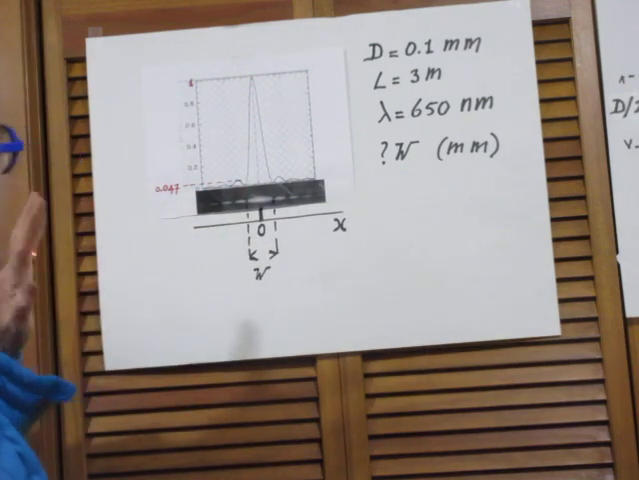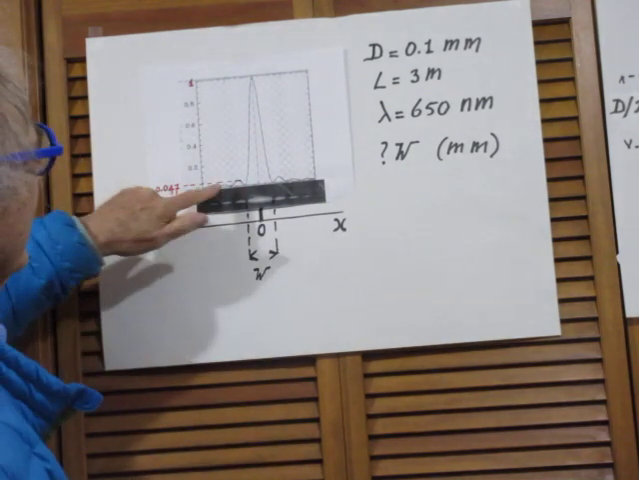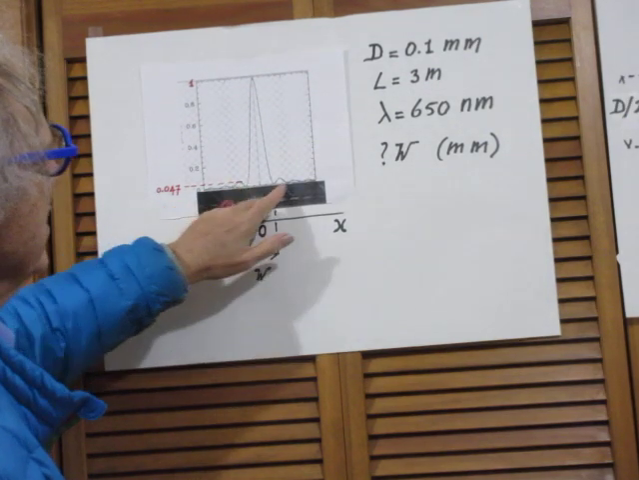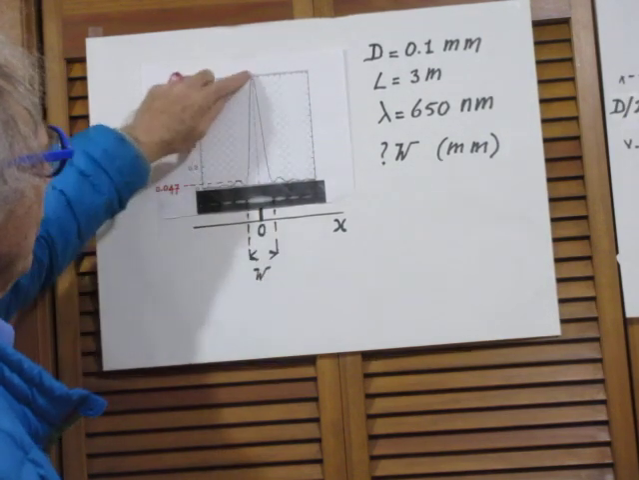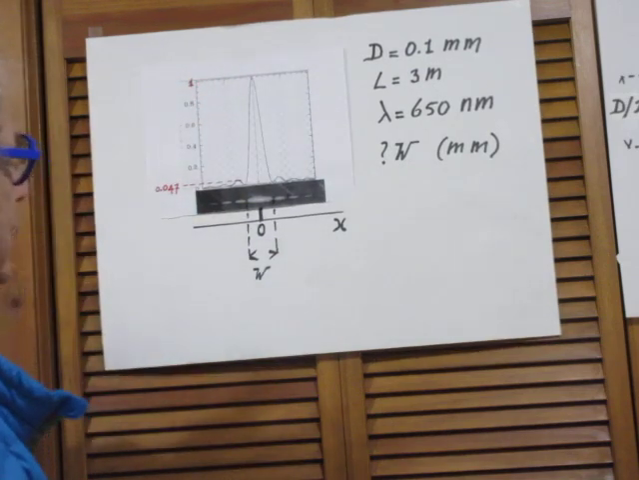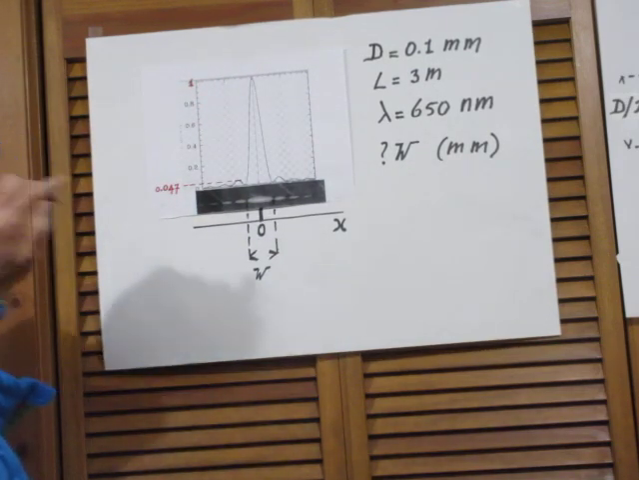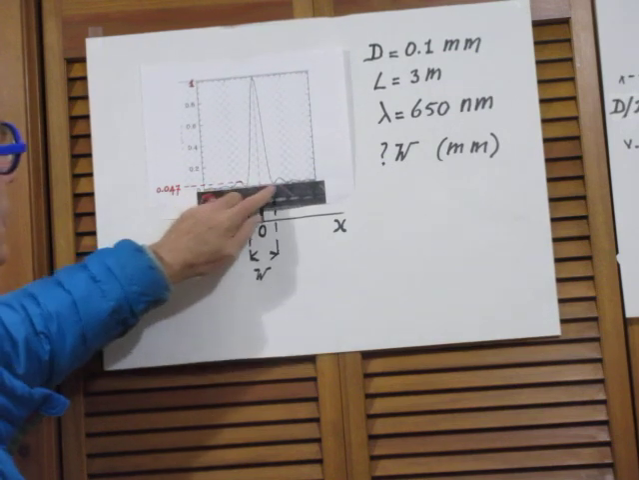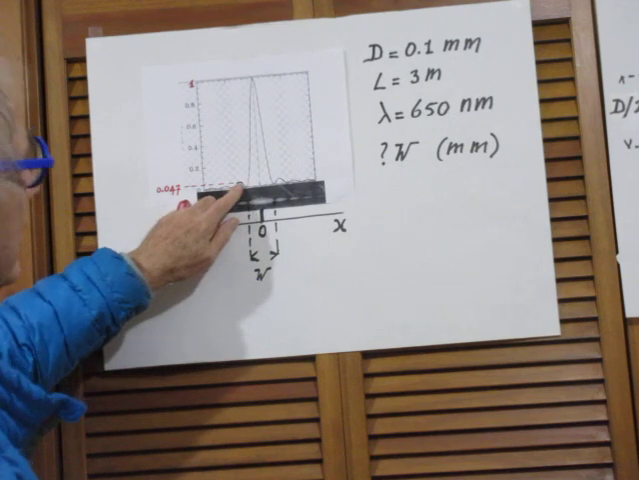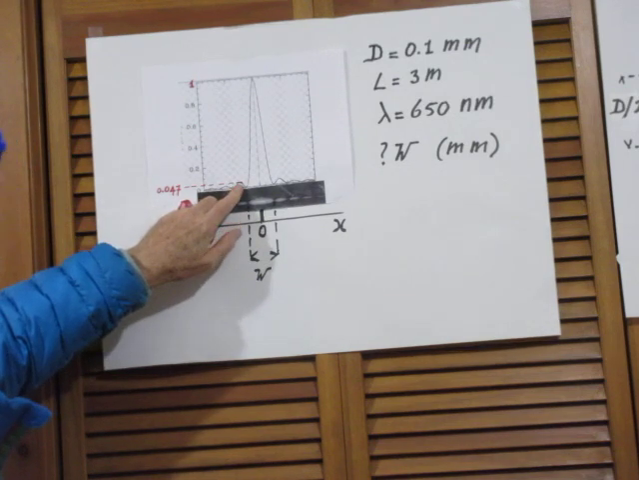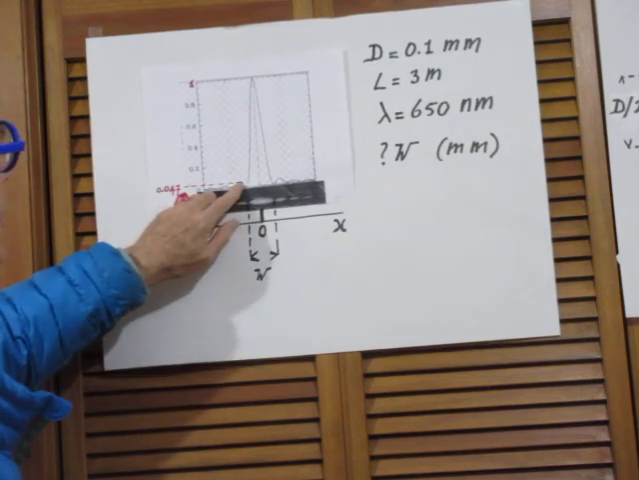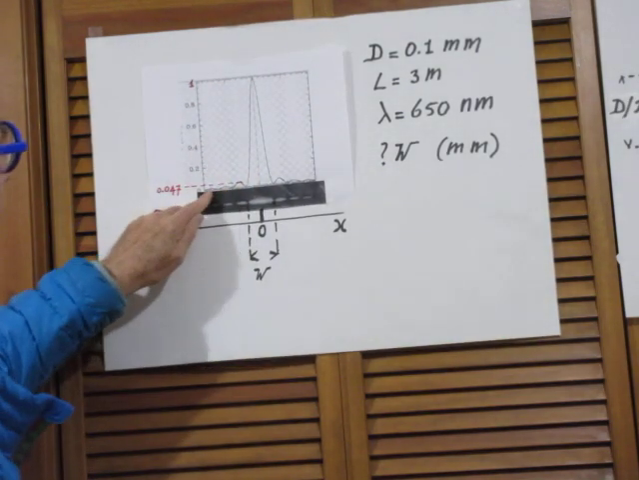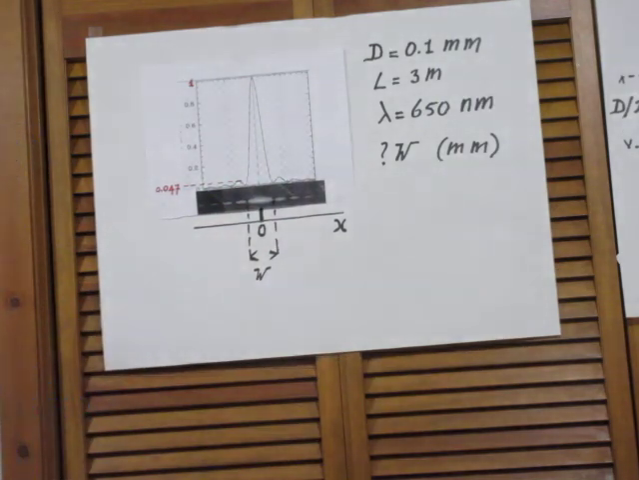I did not ask you to calculate what, for instance, the light intensity is here and there compared to the maximum. I didn't ask you that. But just in case, I want you to know that it is very low at this very first sub-maximum, if you want to call it. It's only 4.7% of the center, and it is at the other sub-maxima even lower.